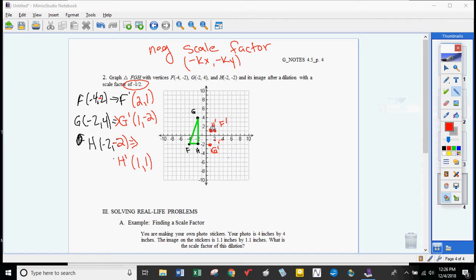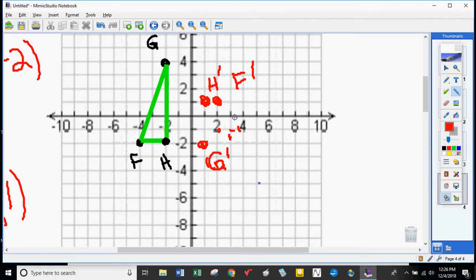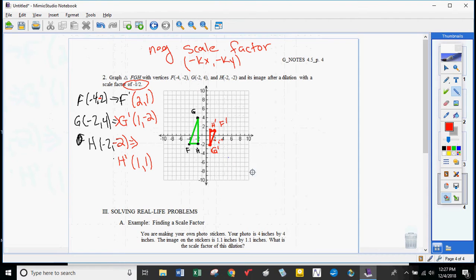So again, it doesn't just dilate it. I'm going to make this a little bigger. It doesn't just shrink or enlarge it. It also rotates it. Okay, rotates at 180 degrees.